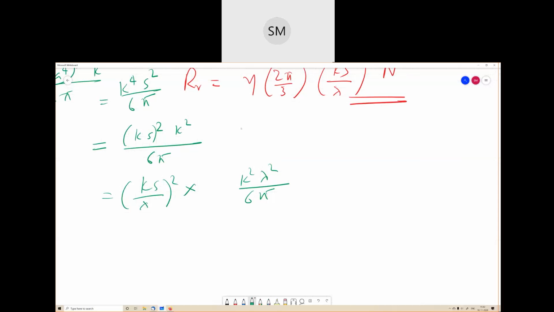Now tell me, what is D? Directivity was 4 pi K by lambda square, right? So 3 by 2, that will be 4 pi d by 2. So lambda square is there.